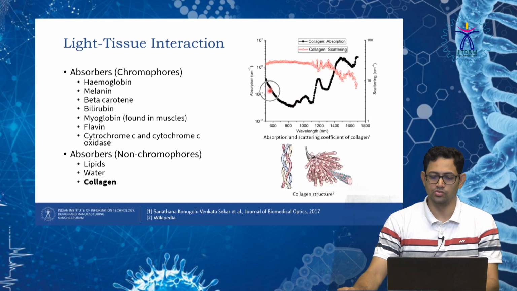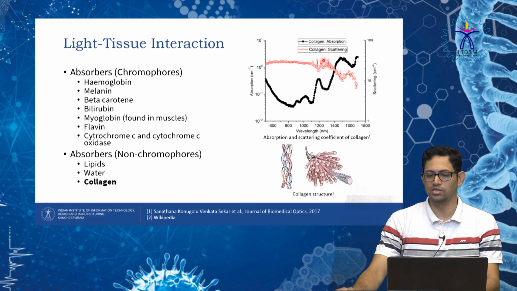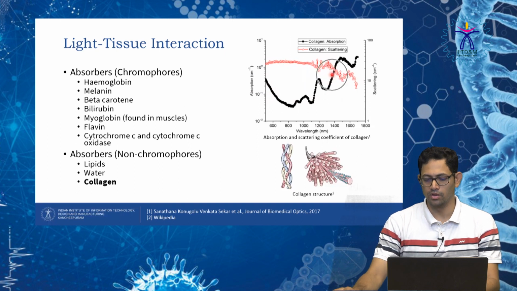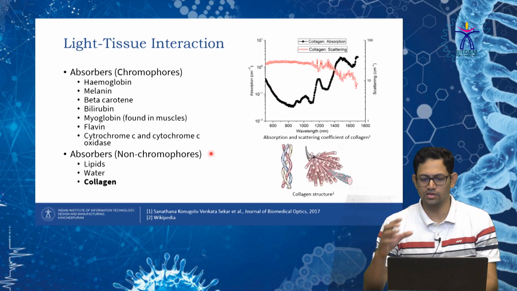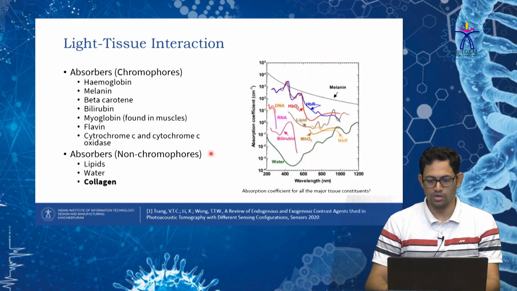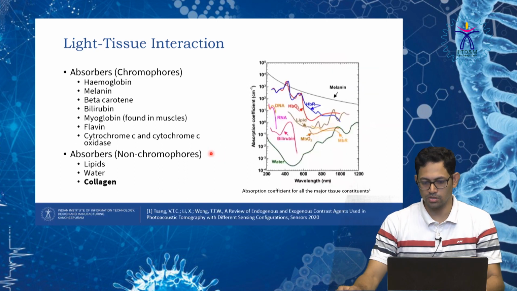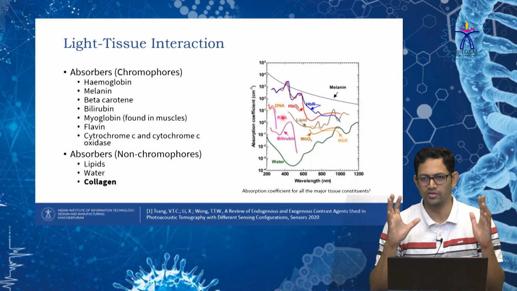However, the absorption that you see over here is very low in the visible range. So this is the visible range, and it's lower. Then at the higher wavelengths, that is in NIR, it's significantly higher. These are the three non-chromophores, and this is the figure which encompasses all the different tissue constituents.